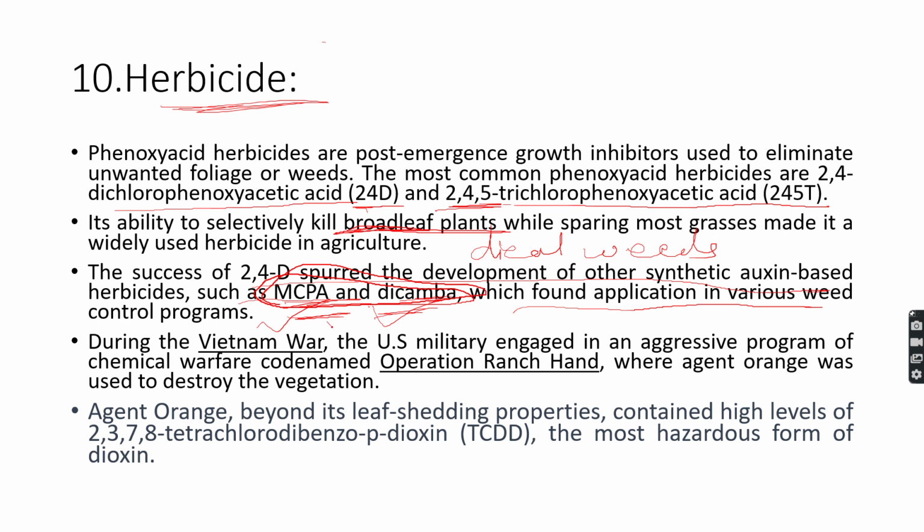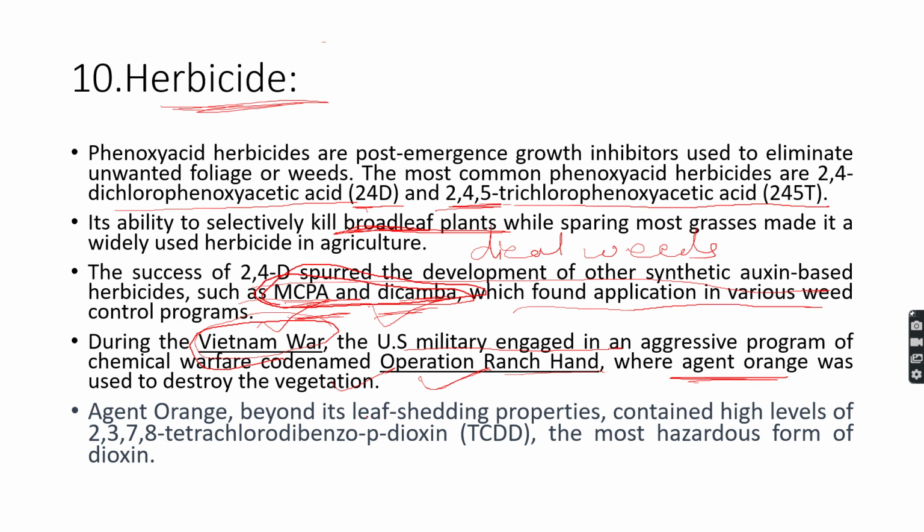So historically, in the Vietnam War, the US military engaged this aggressive, dangerous chemical in Operation Ranch Hand to destroy the vegetation in Vietnam. And it was called Agent Orange.